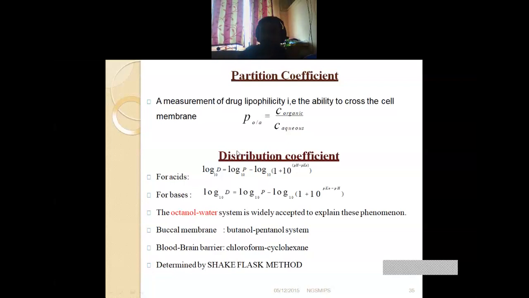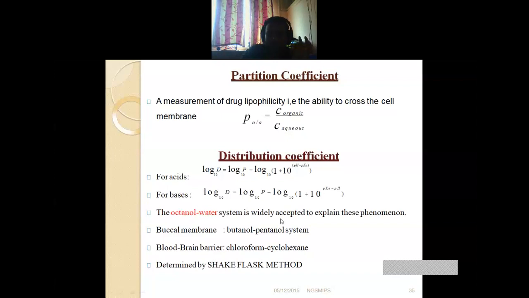So, distribution coefficient. These are the formulas for acids, log D and log P. I will discuss this properly. What is distribution coefficient? This is an introduction class, in preformulation, which is another sector. Partition coefficient and distribution coefficient should be discussed clearly in the upcoming classes. You just check the formula for acids. This is one formula, and for bases, this is the formula for distribution coefficient.